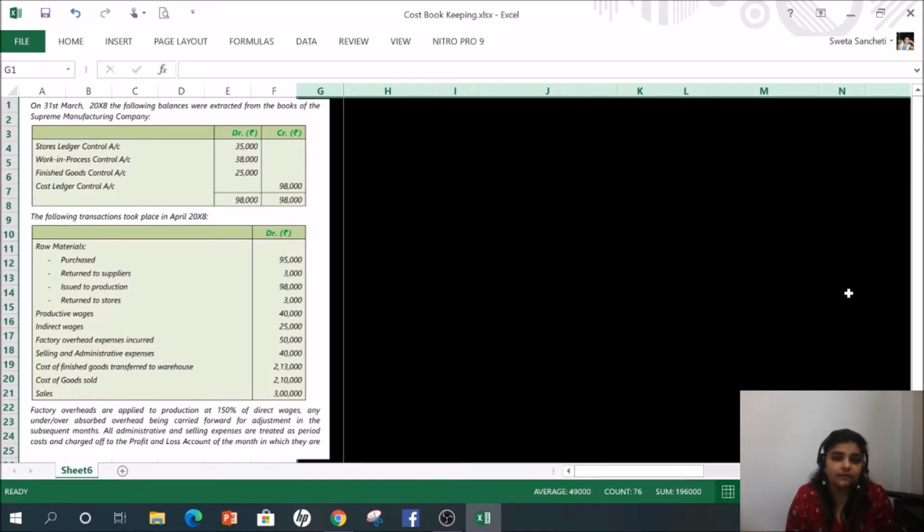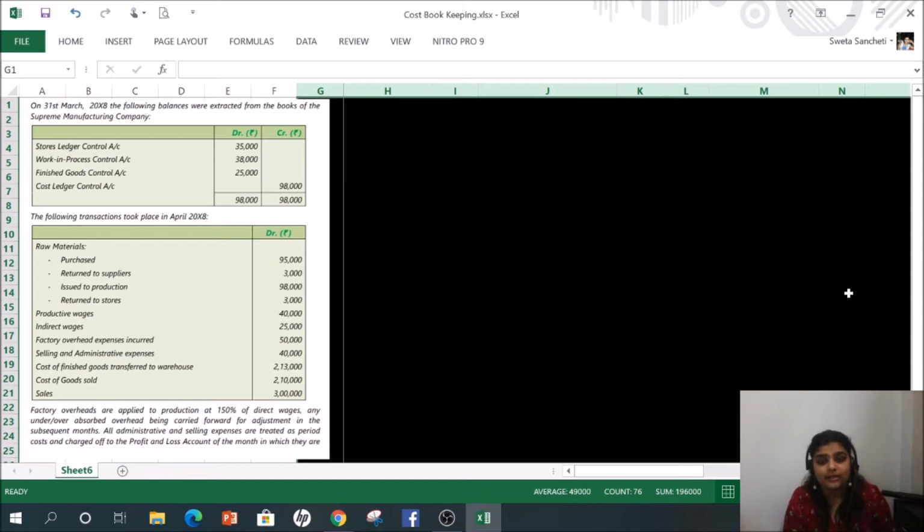Raw material, they have given you the purchased, returned to suppliers, issued to production and returned to stores. Productive wages दिए हैं, indirect wages, factory overhead expenses incurred, selling and admin expenses, cost of finished goods transferred to warehouse, cost of goods sold and sales. Factory overheads are applied to the production at 150% of direct wages. Any under or over-absorbed overheads being carried forward for adjustment in the subsequent months. So we don't have to adjust it in our costing P&L, we'll have to carry it forward. All administrative and selling expenses are treated as period cost.